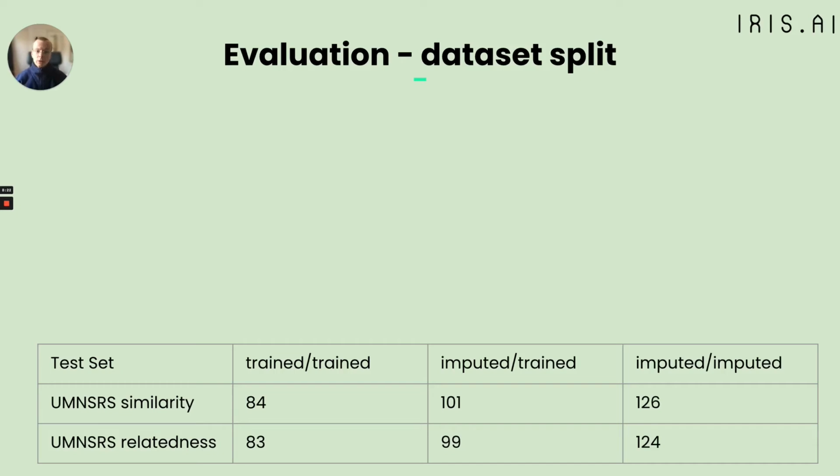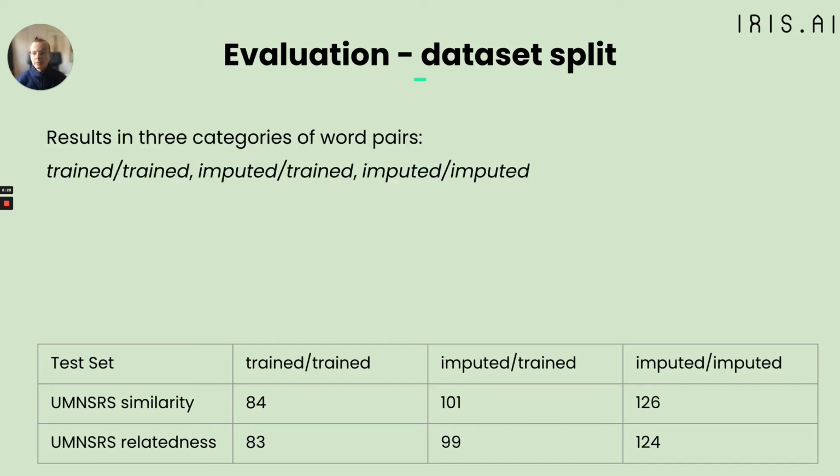This split of the words in the UMNSRS test set results in three subsets of word pairs. The trained-trained subset, where both words result from word embedding training. The imputed-imputed subset, where both words come from the imputation procedure. And finally, the imputed-trained subset, where one word was imputed and the other trained regularly.